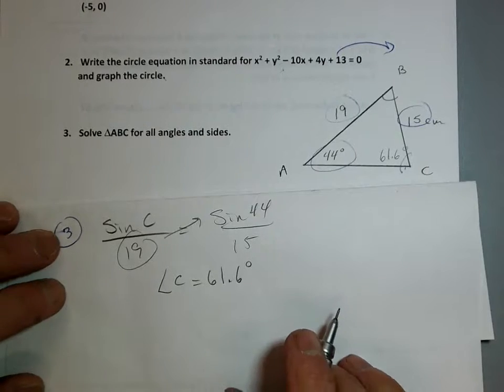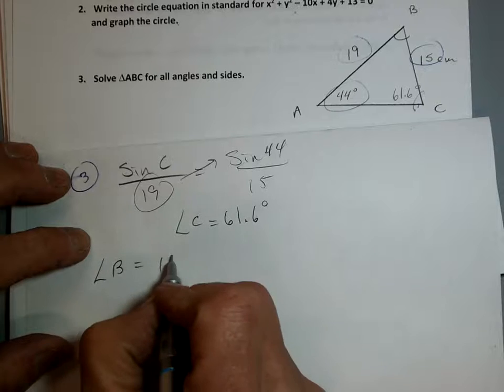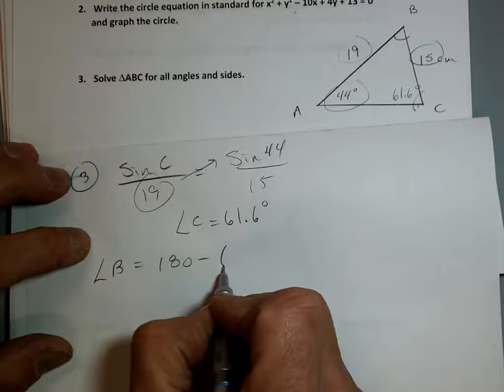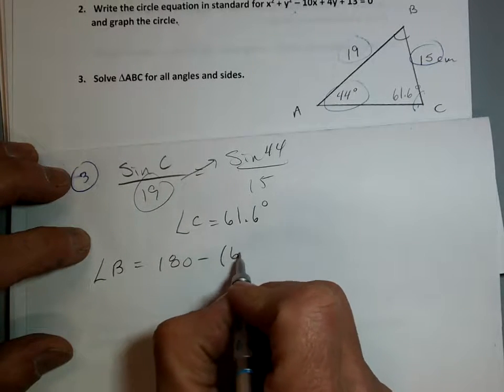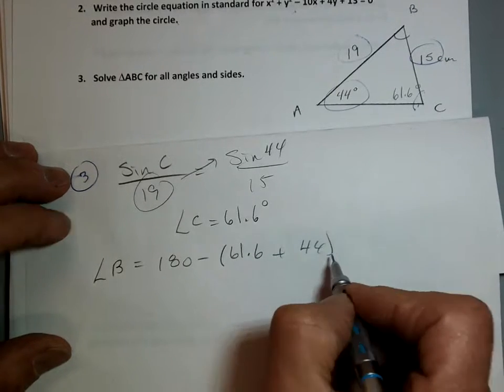Okay, angle B. To get angle B, what I'm going to do is just subtract from 180 degrees. Angle B is equal to 180 minus parentheses 61.6 plus 44, and hold on.